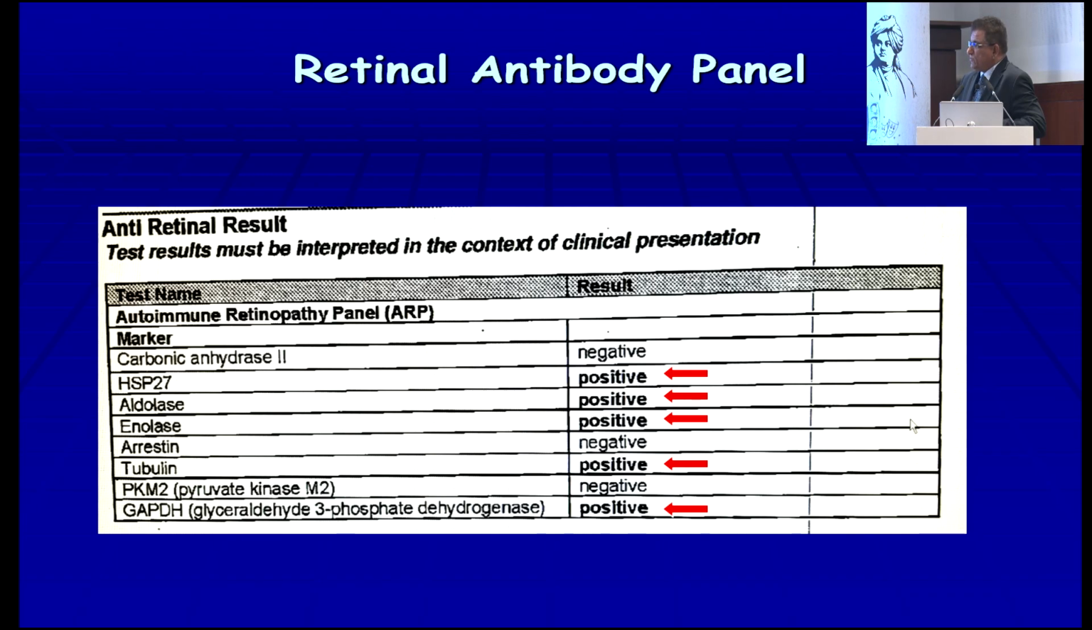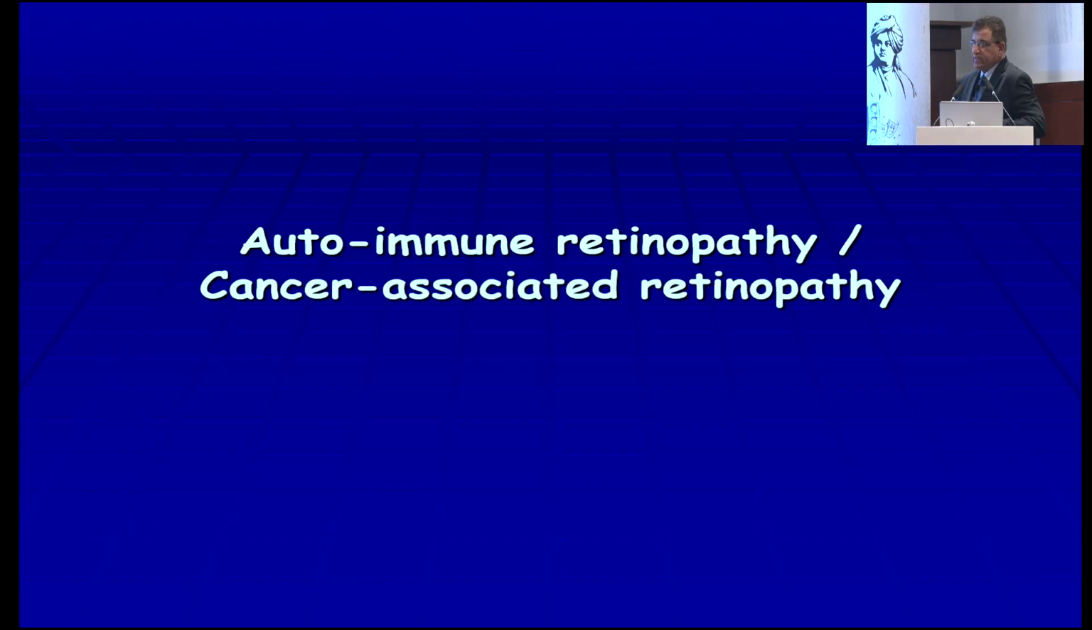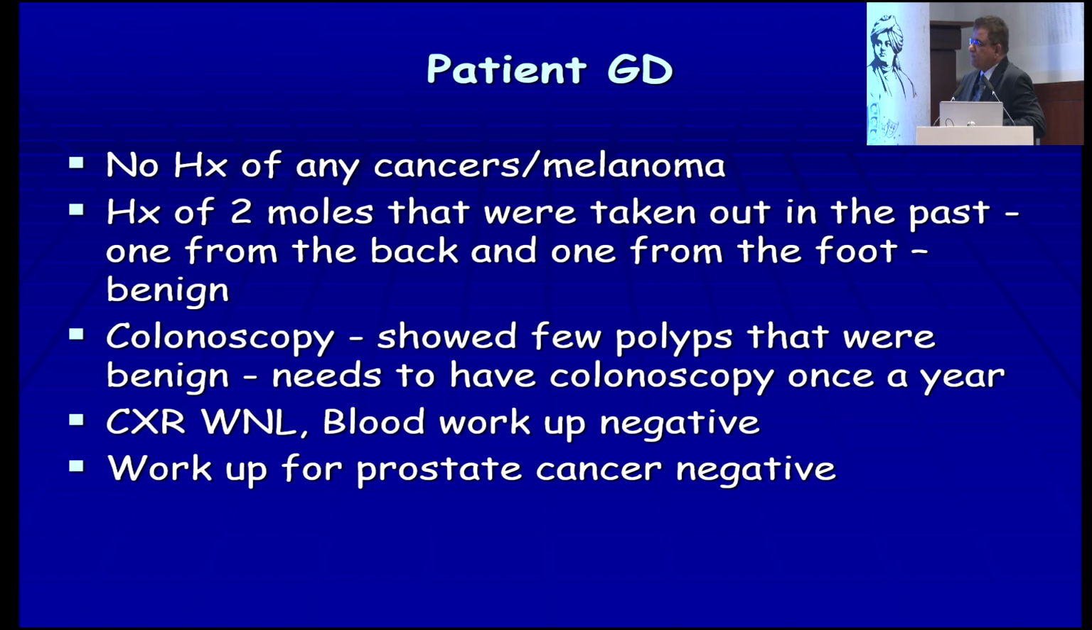The patient was positive on several retinal antibodies, and the diagnosis of autoimmune retinopathy was established, and had a full checkup. Thankfully, this is now 6 months, and so far the patient is negative for any cancer, but he's being followed for autoimmune retinopathy. 6 months, no progression.